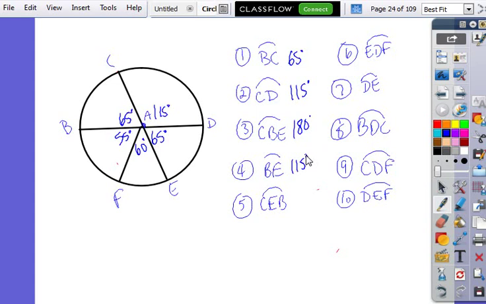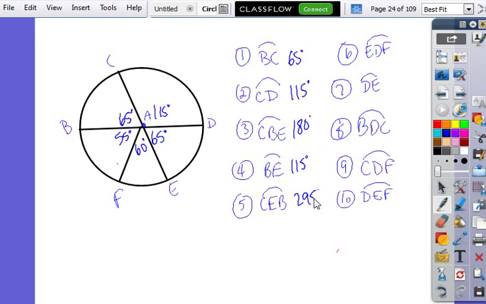CEB, 180. Remember, go around the circle. So CEB starts there, hits E, finishes at B. Never go through the circle for an arc. So CEB would be 295, is that right?